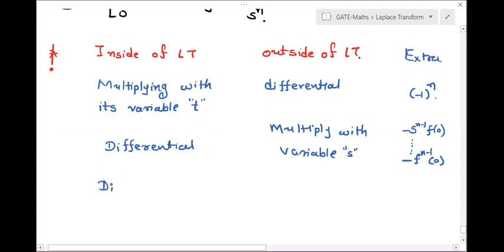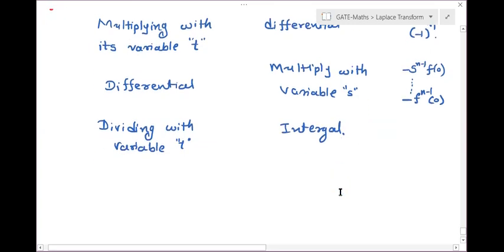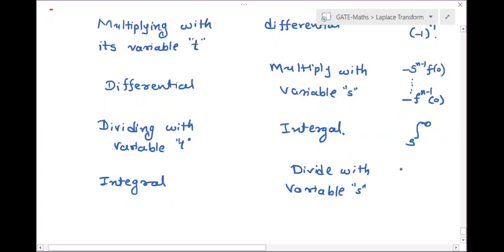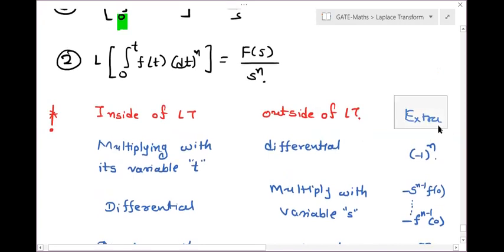Now if we are dividing by the variable t inside, here you are going to find its integral outside. In the same way, if your integral is inside, then here you are going to divide by the variable s. Are you getting my point? Please give me some response. What is extra over here? Here the limits of integration are s to infinity, and here the limits of integration are 0 to t. So first this should be clear to you. Is it clear? Please give me some response.